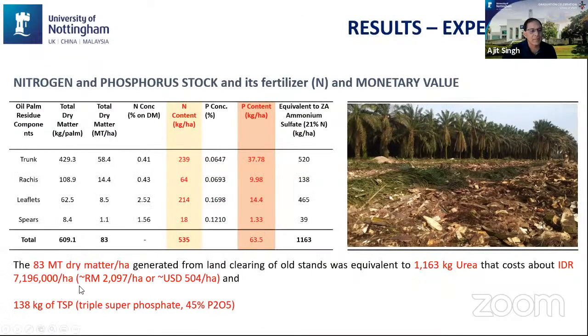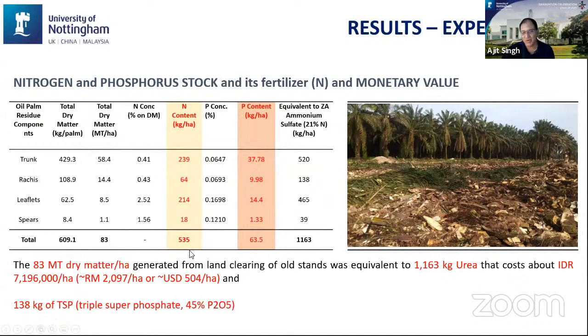All right. So the amount of residues that fell, that contributed to this here, the residues that you see on the field here is about 83 tons per hectare of dry matter. So a lot of carbon being recycled into the soil. And when this is added, it contributes 535 kg nitrogen. Remember, this is just per hectare. The calculation is on a per hectare basis, 535 kg in 1 hectare.